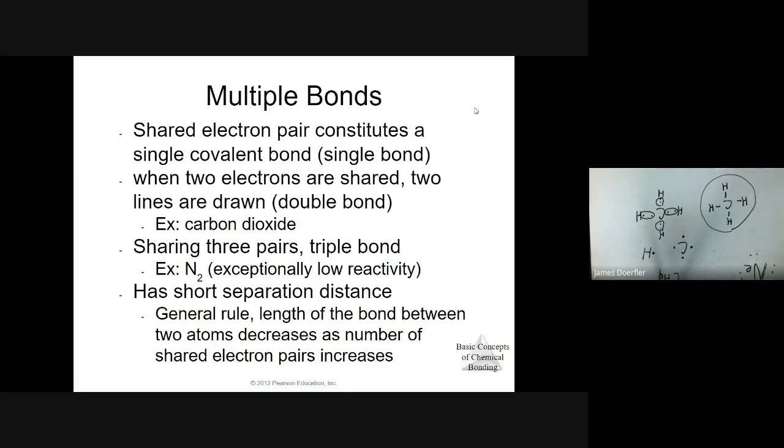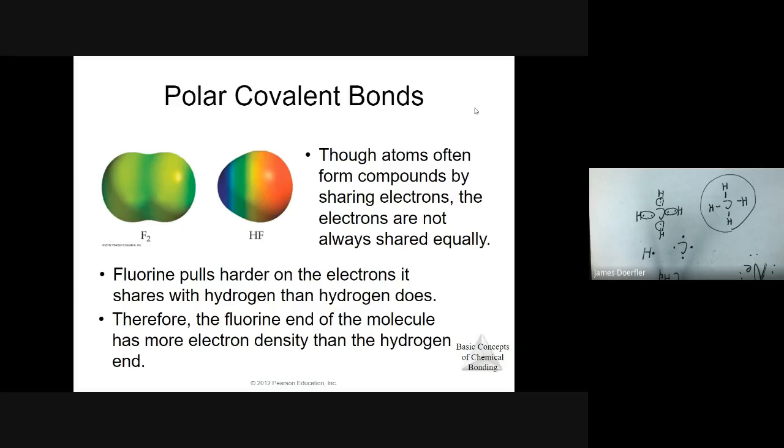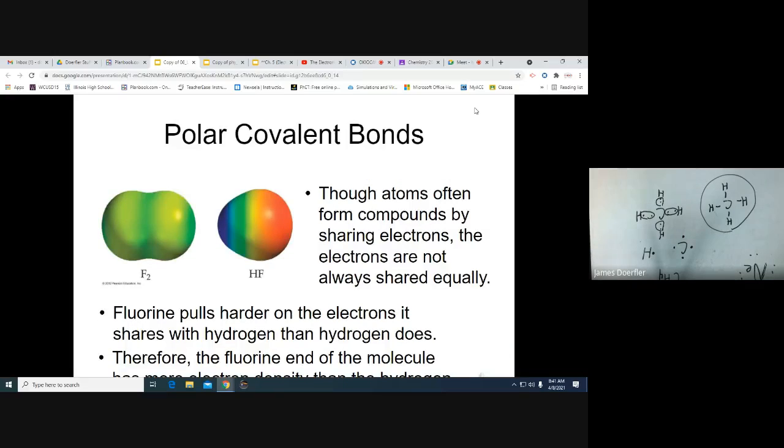Now, when it comes to bonding, whether it's ionic or covalent, sometimes things just aren't shared equally. And that's what we're going to get into tomorrow. It's called polar covalent bonds and bond polarity. Okay? So we're going to wrap it up for today, and we will get into this content tomorrow.